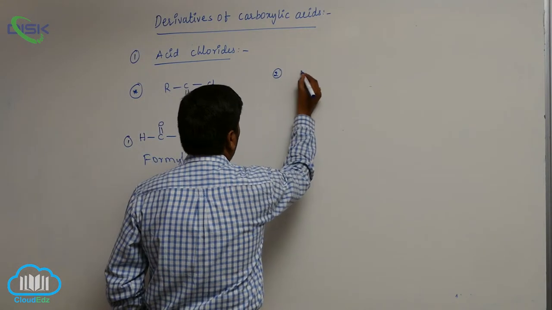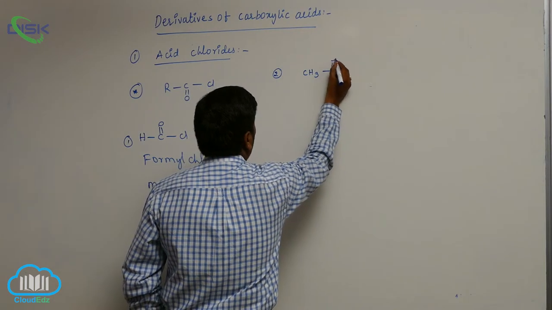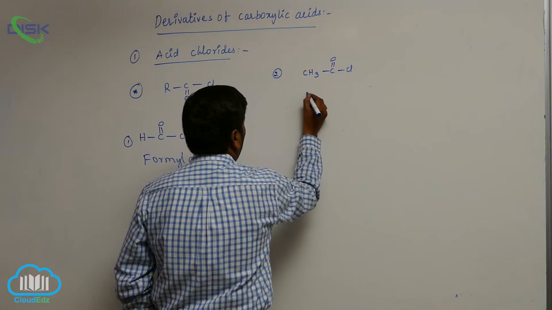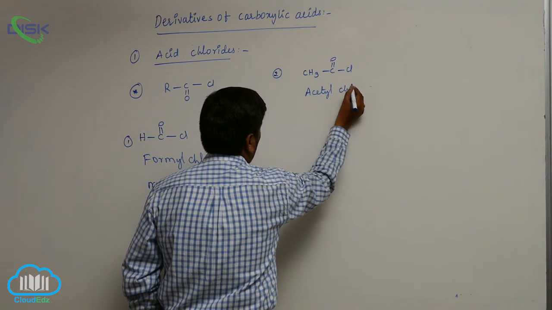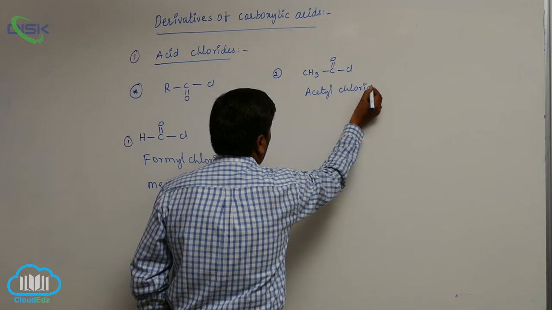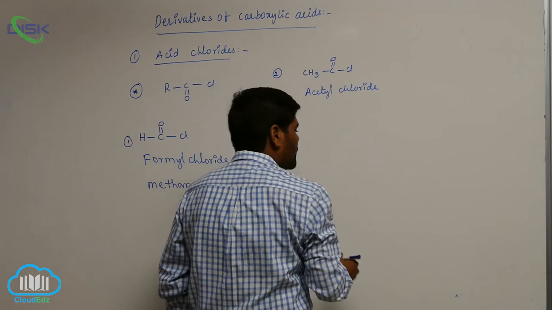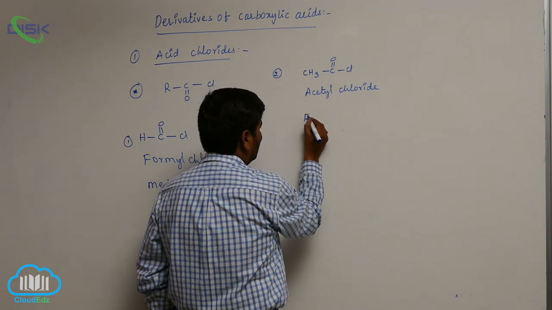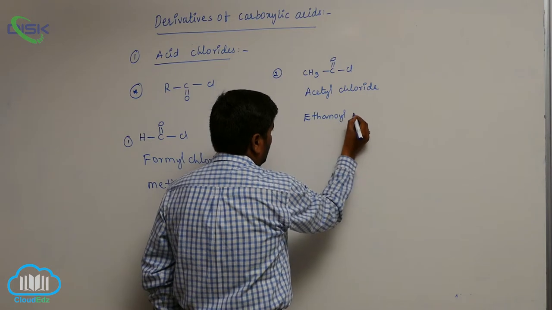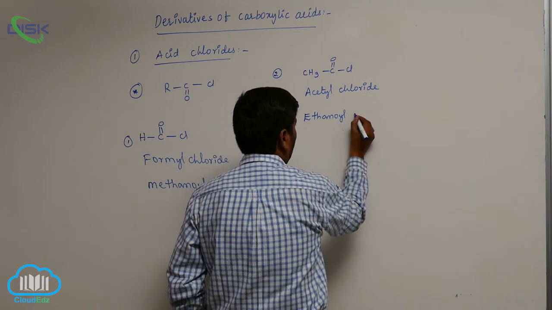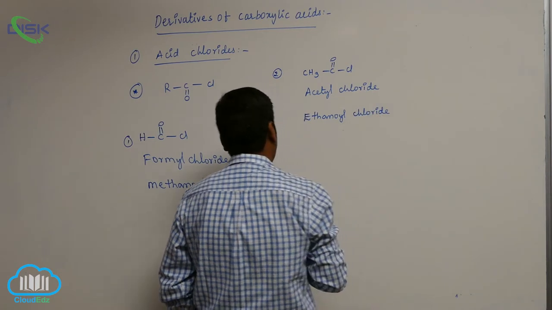Second compound is CH3 C double bond O Cl. The common name of this one is acetyl chloride. It contains two carbons, so it is known as ethanoyl chloride.